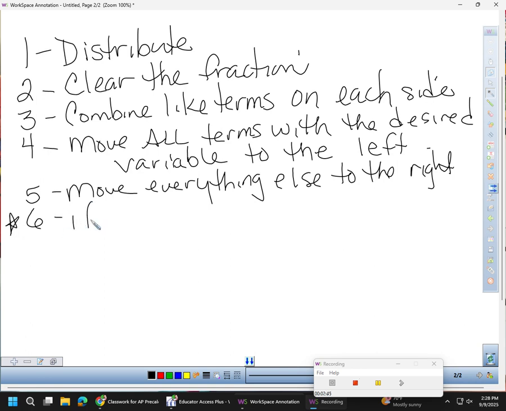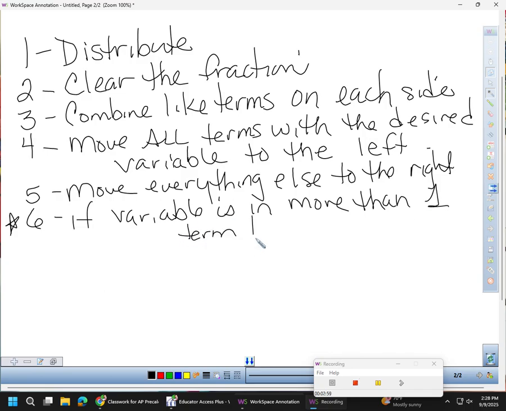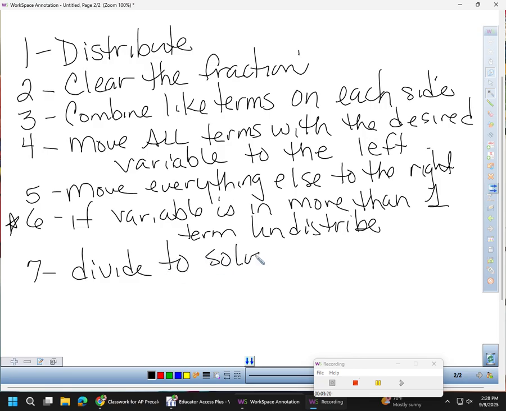If the variable is in more than one term, undistribute. And then step 6, and we'll talk about undistribute in a second, make sure we understand what that means. Or step 7, sorry. Step 7, we divide to solve. So dividing is always our last step. But I want to talk about that special step first.